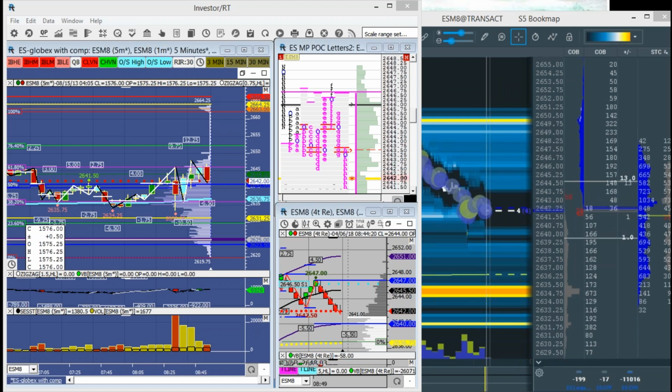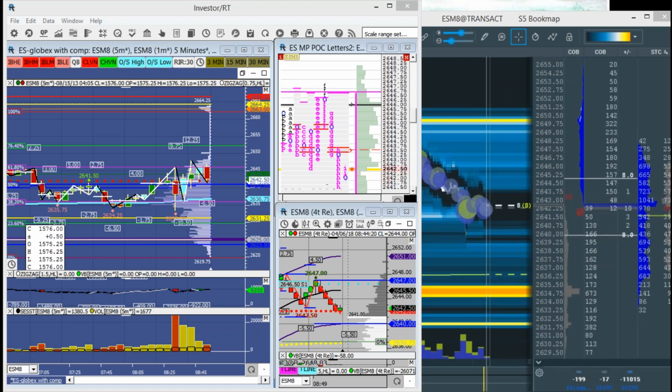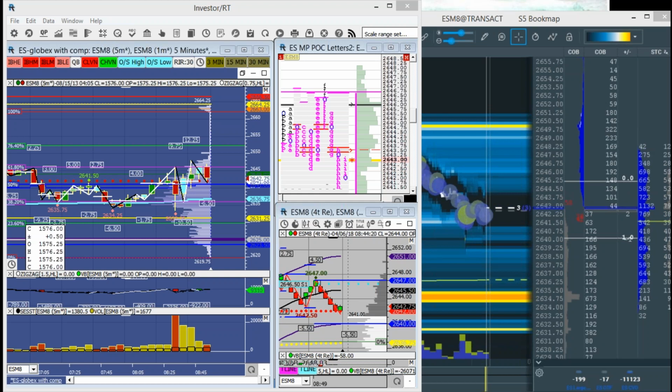And then we have hypo 3 and hypo 4, which is our expansion plans for when the market goes into a type of trend.